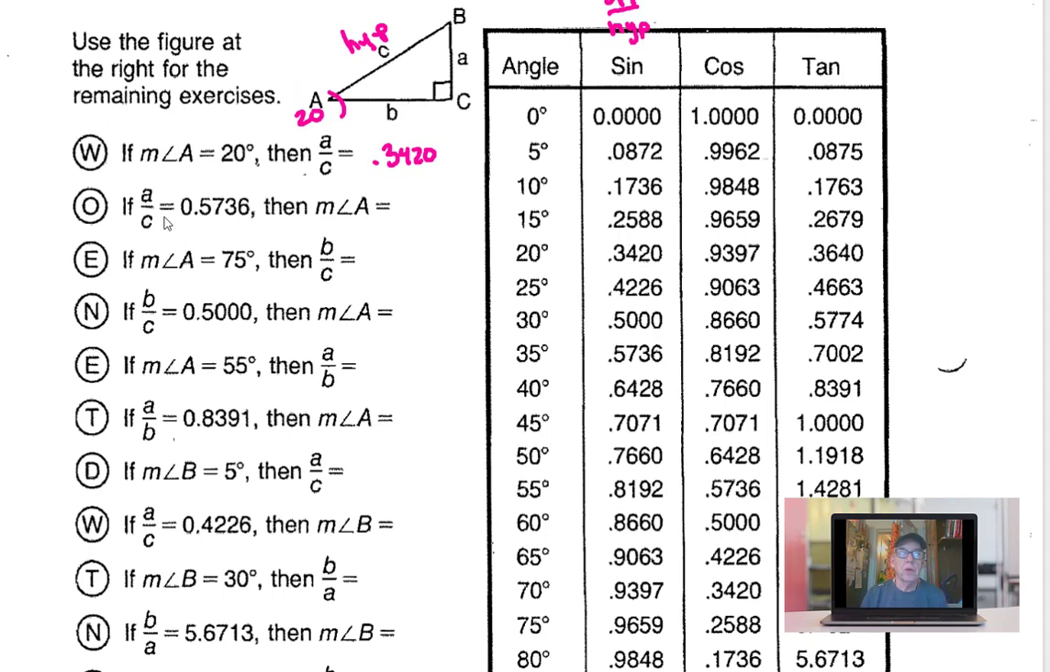Let's look here. Now if A over C, again, we're talking about measure angle A still. A over C is still sine, and we need to find the angle that goes with 0.5736 in the sine column, which is 35 degrees. So the measure of angle A is 35 degrees when the ratio of opposite over hypotenuse is 0.5736. So we have 35 degrees. So 35 degrees takes on an O.